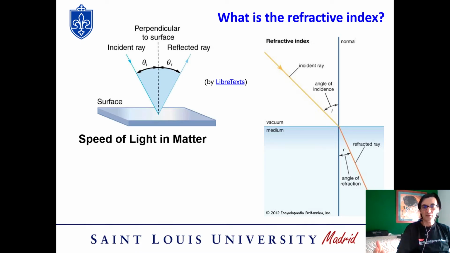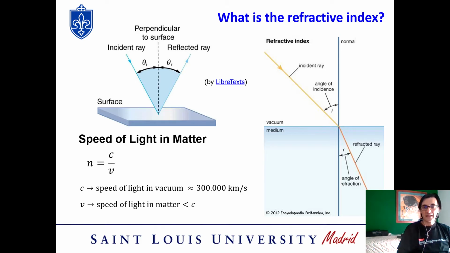So the speed of light in matter, how do we characterize this? Well, we can use a relative measurement, which is the refractive index. The refractive index is basically the ratio between the speed of light in vacuum, which is approximately 300,000 kilometers per second, and the speed of light inside the medium. Inside the medium, the speed of light usually is smaller than in vacuum. We cannot go faster than light in vacuum. So, in general, this refractive index is always bigger than 1.